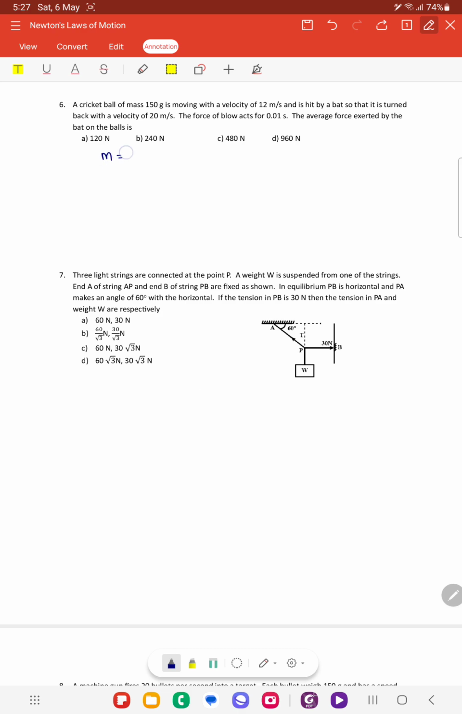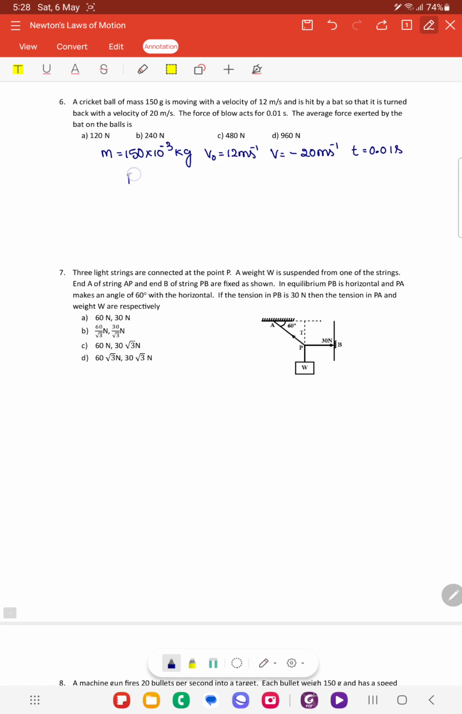So, the mass of the ball is 150 gram, that is 150 into 10 raised to minus 3 kg, and it is moving with the initial velocity v naught of 12 meter per second. It is hit by the bat and turned back, so the final velocity is minus 20 meter per second, and the time of impact is given as 0.01 second. So we have to find the average force.